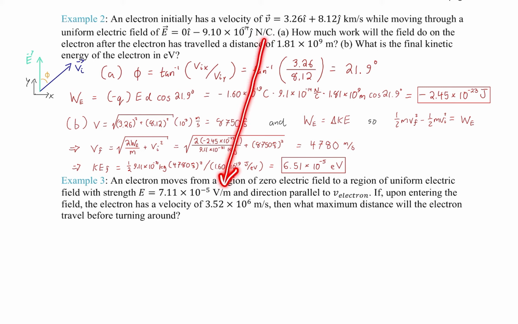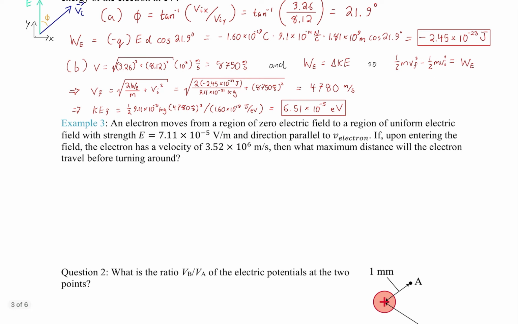Well, that's totally fine. Because think about the maps of equipotential lines. We saw that it was volts per meter that represented the actual relationship between volts, distance, and electric field. So we have two very reasonable alternate ways of expressing the units of the electric field. Make sure to pay attention to that. Okay? All right, and the direction is parallel in this case to the velocity of the electron. If upon entering the field, the electron has a velocity of 3.52 times 10 to the 6 meters per second, then what maximum distance will the electron travel before turning around?